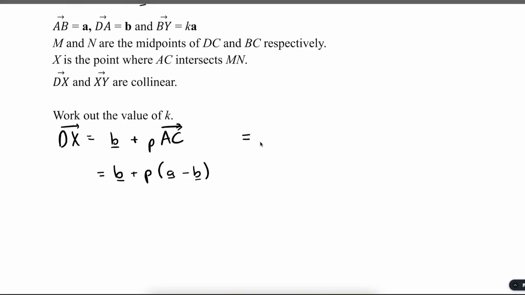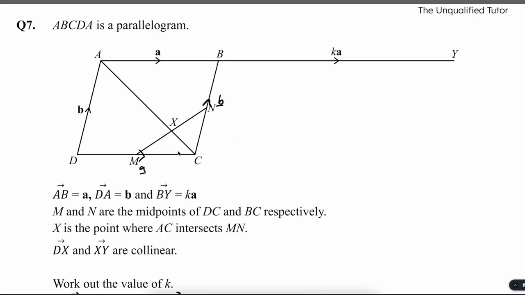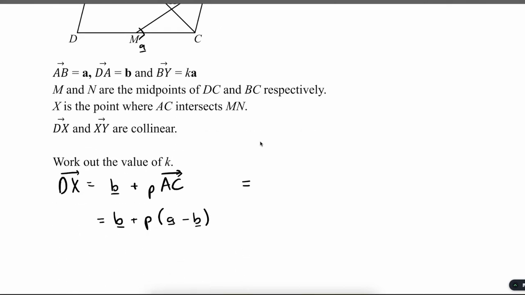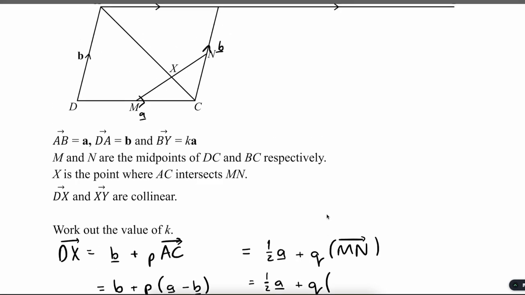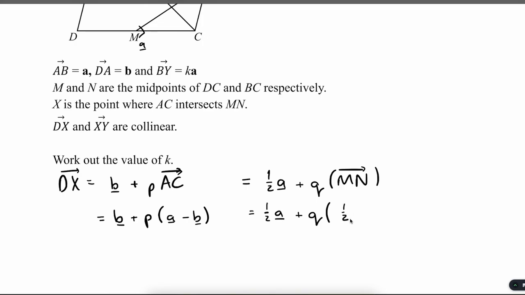Okay, so we can also find DX by going through M, so let's do that. So DX is DM, which is a half A, plus some other scalar parameter of MN. To find MN, well, M and N are both midpoints, so it's going to be half of A plus a half of B.